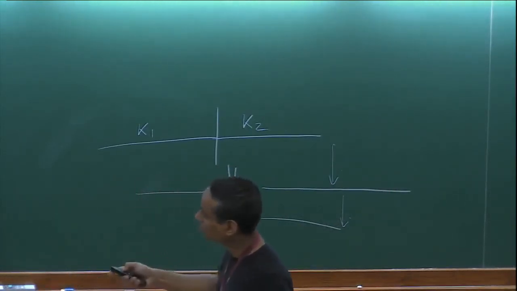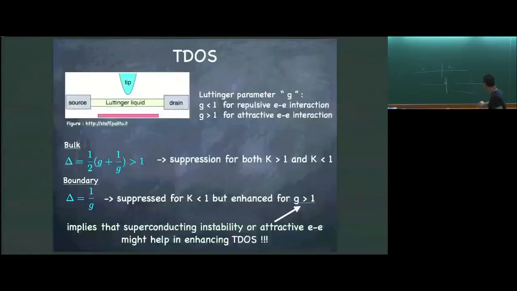So one can ask this question: if I have such a geometry and I really switch on superconducting boundary conditions, for repulsive electrons, will that give me an enhancement of tunneling density of states? This indeed works out fine. I mean, if I have time, I'll show you.